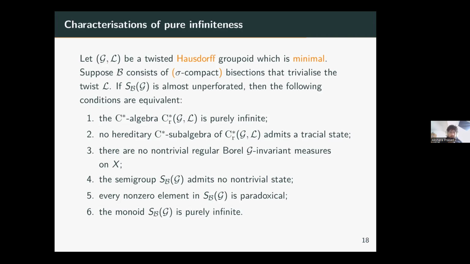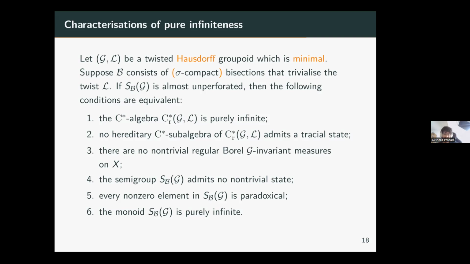So the groupoid C*-algebra is purely infinite. And this we know means that no hereditary C*-subalgebra of the C*-algebra admits a trivial state. And this is the same as saying there are no non-trivial regular Borel G-invariant measures on X. If you recall from my first slide, I also said that the Banach-Tarski paradox, the border between the dichotomy for groups is whether a measure exists or not. So these results are in the spirit of what Tarski did as well.